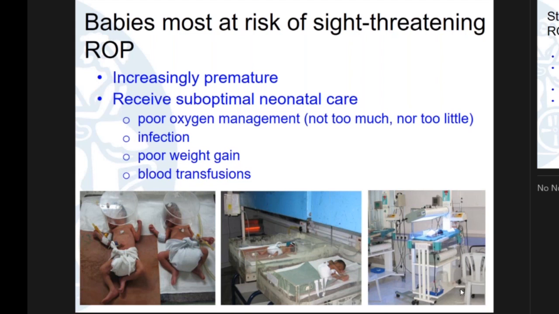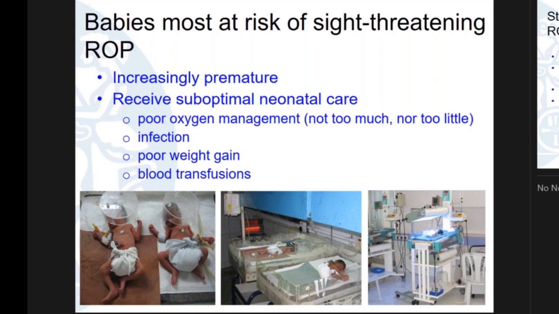And at the bottom, you'll see photographs of neonatal intensive care units in the same country. And on the right, you can see very, very high levels of care, certainly in terms of equipment. There's a lot of space between the babies. They have a nice cot. There's a stethoscope there. The baby's attached to a monitor. It's under a warmer. So very high quality care.